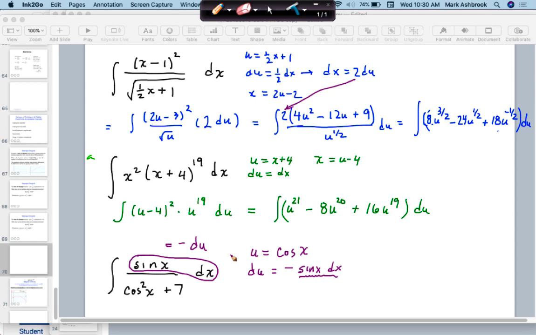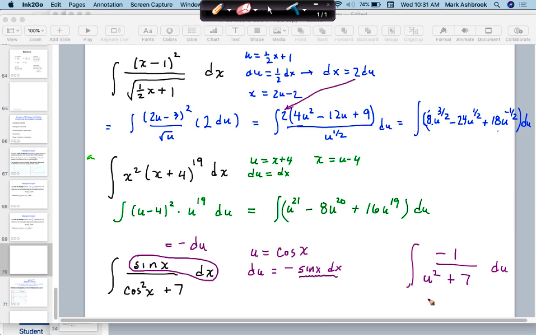If you solve for dx, then it'll have sine x in it, and we'll be stuck, right? Because how can we get the sine x in terms of u? u is cosine x. But if we notice that sine x dx is part of our problem, it equals the opposite of du. So then we'll have negative du, or negative 1, over u squared plus 7.